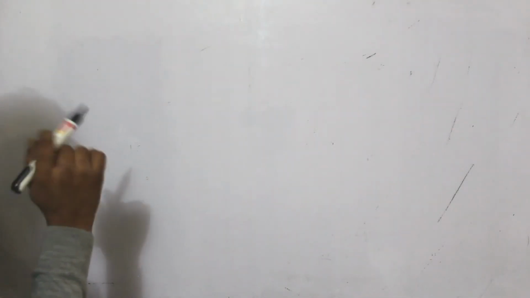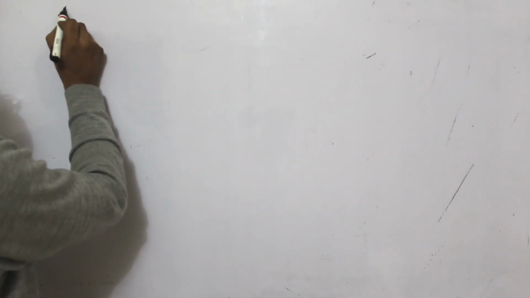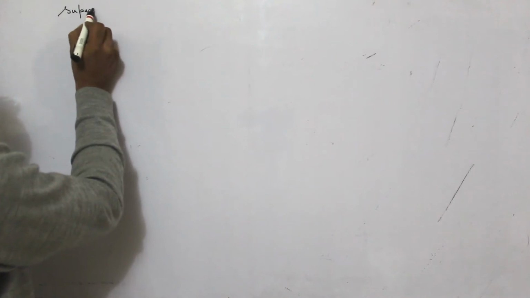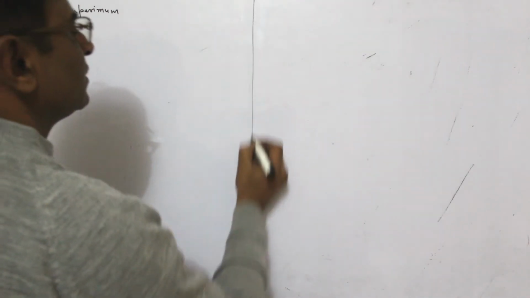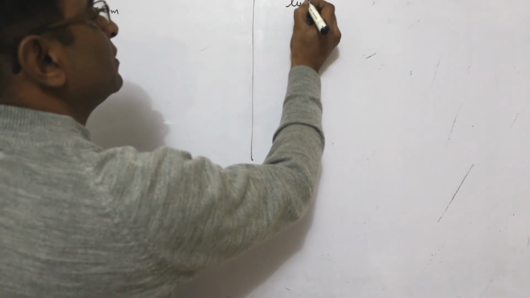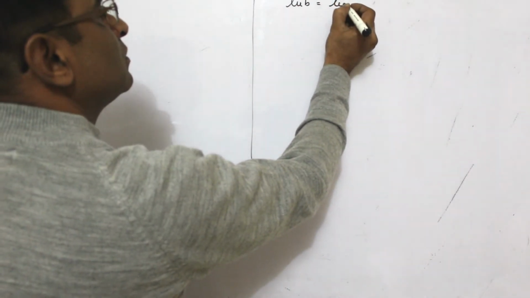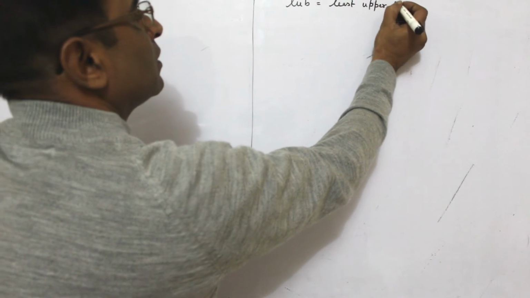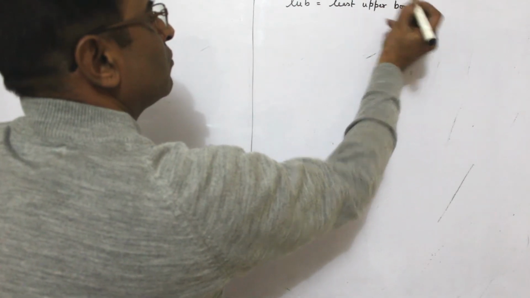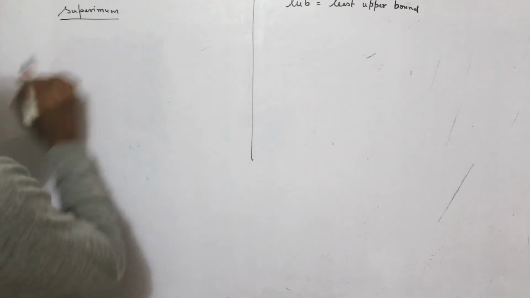So today we are doing the concept of supremum. First we need to understand supremum and least upper bound. Two words we need to understand: one word is supremum and one word is least upper bound. So what is supremum?